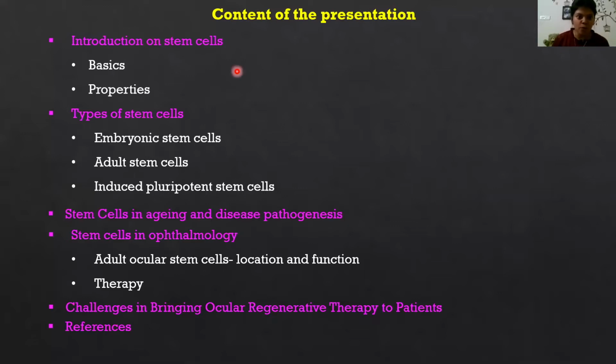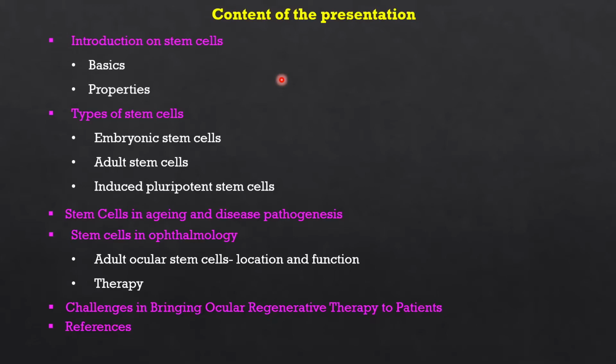First, we'll touch upon the introduction, the basics, the properties of stem cells. Then we'll get into the types of stem cells and the role of stem cells with aging and disease pathogenesis, and stem cells in ophthalmology, our main topic. And then comes the adult ocular stem cells, location and function in each part of the eye, and then the therapy associated with it, and very importantly, the challenges in bringing the ocular degenerative therapy to patients, and my references. So now let's move on to the basics, introduction on stem cells.